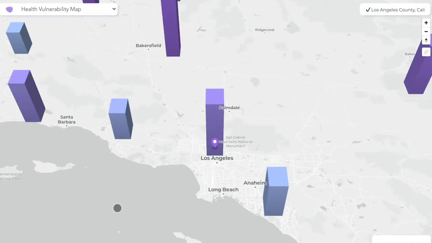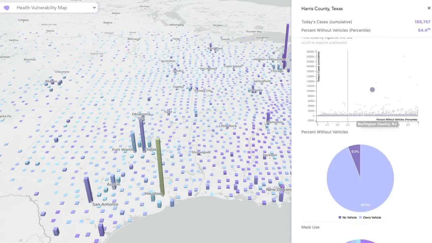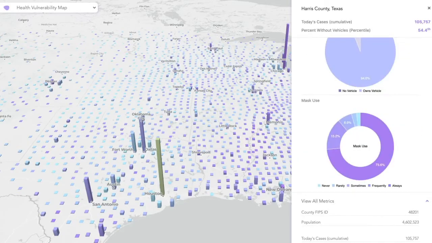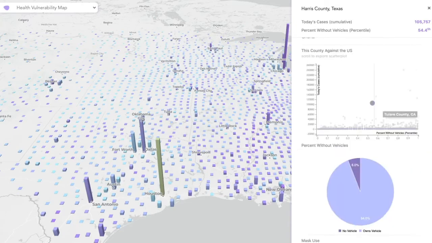By searching for a county, or by simply clicking on one of the bars on the map, you can access information about that county, including its social vulnerability, its current COVID status, the relationship between these two metrics, and how both of these values compare to other U.S. counties.